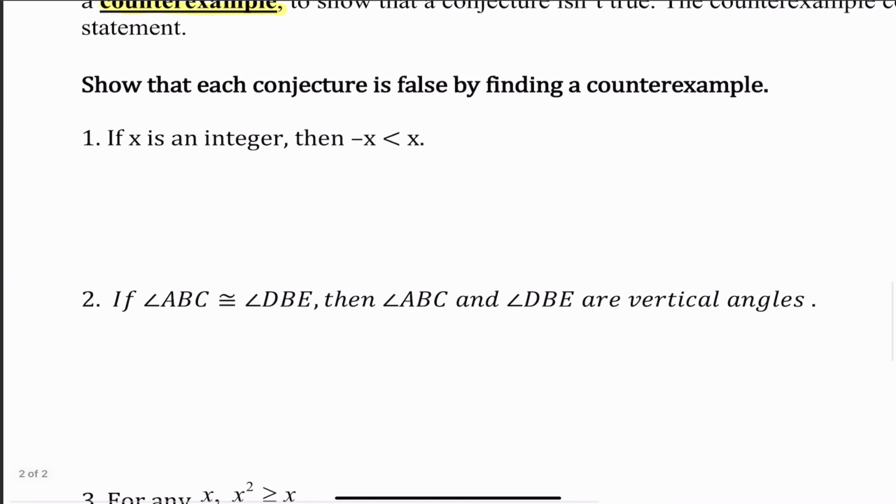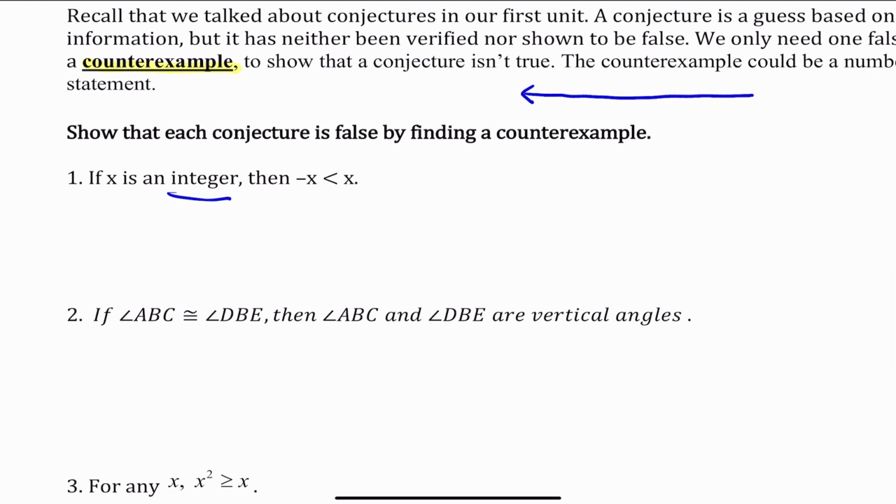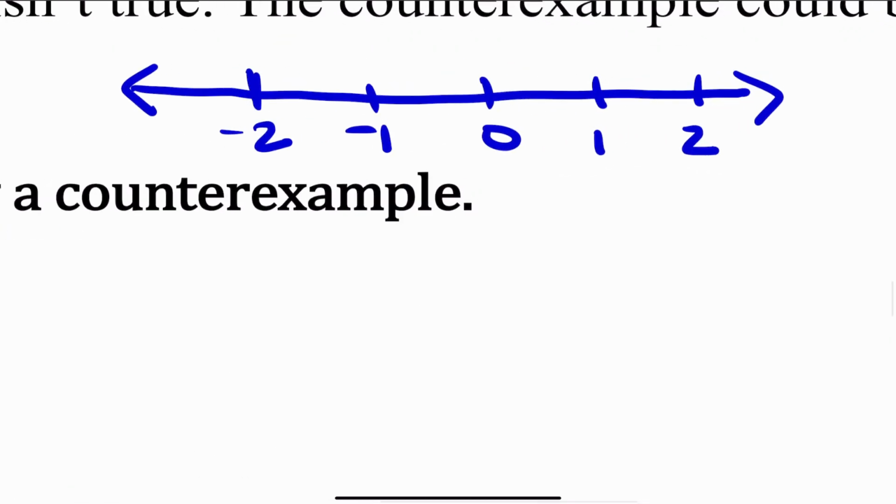What is an integer? An integer is essentially a whole number, which can be positive or negative, and can be shown on a number line. For instance, -2, -1, 0, 1, and 2. Notice I don't have any fractions. Notice I don't have any decimals. I only have whole numbers, which again can be represented as negatives or positives.